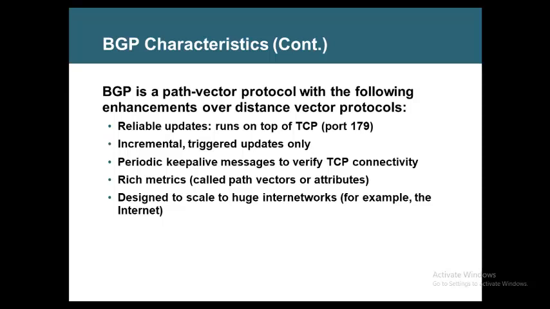TCP 179 is the port number. I also said this is an application layer protocol. Updates are not periodic like RIP. It's incremental and triggered update like EIGRP and OSPF. We don't have hello packets here because this is TCP.